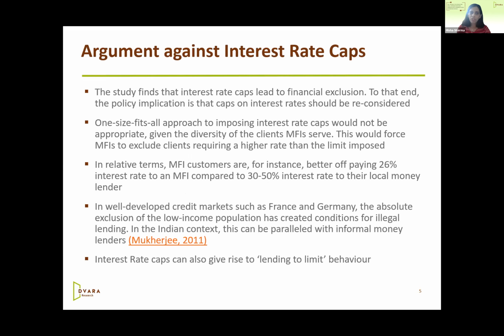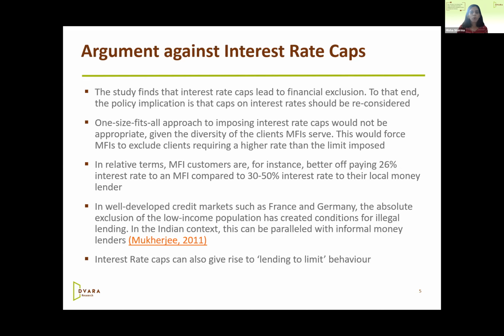And I just wanted to make a couple of comments on the argument itself against and for interest rate caps, because this is really at the heart of your paper, right? So like you rightly find out, interest rate caps are leading to financial inclusion by your definition, which is that the average loan sizes are going up. And therefore, one obvious policy implication that could possibly come out of your paper is that the caps on interest rates should be reconsidered. You also make the case that, having said that, a one size fits all approach to imposing interest rate caps is not appropriate given the diversity of clients MFIs serve. So those are the 2 points that obviously you make in the paper.